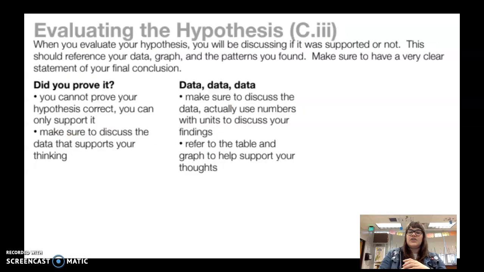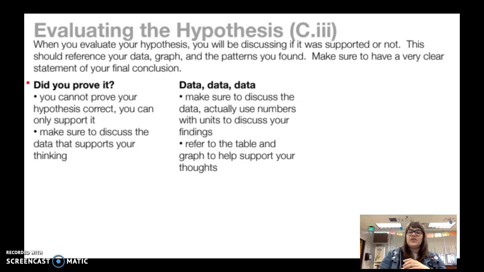So this is from the MYP teacher guide, our lab report guide that is on Schoology in the resources folder. If you ever want to look at this again, that is where it's located. And it says evaluating the hypothesis, C.III. And it says, when you evaluate your hypothesis, you will be discussing if it was supported or not. This should reference your data, graph, and any patterns that you found. Be sure to have a very clear statement of your final conclusion.